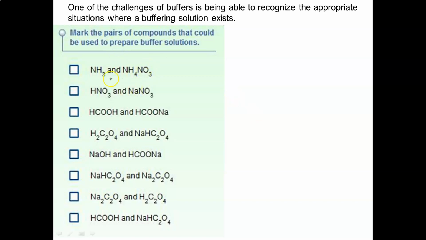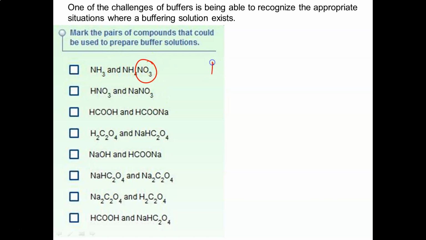Alright, so the first example, let's see if there is a conjugate acid-base pair, because if you don't have conjugate acid-base pairs, you don't have a buffer solution. So NH3 versus NH4, do they differ by just one H? They do, so they have the capability of making a buffer solution. And then, of course, NO3 is a spectator ion.